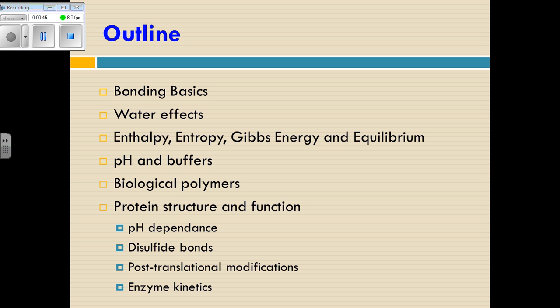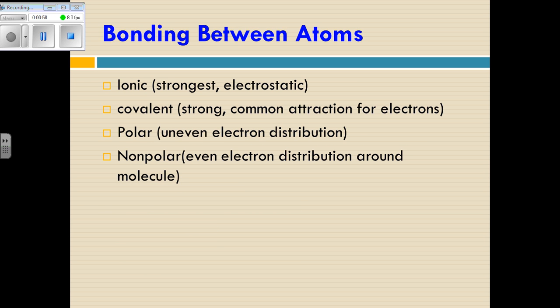With proteins, we're going to talk about the pH dependence of their shape, the structure and function relationship, and a couple of things that can be done to proteins once they're made, and then a very brief little section on enzyme kinetics. So the first thing I want to talk about is the bonding between atoms.